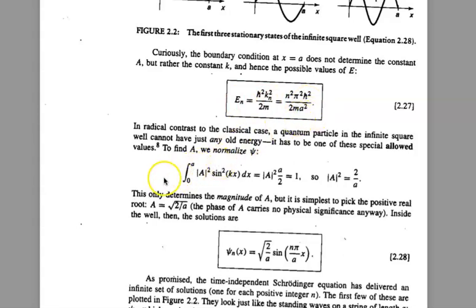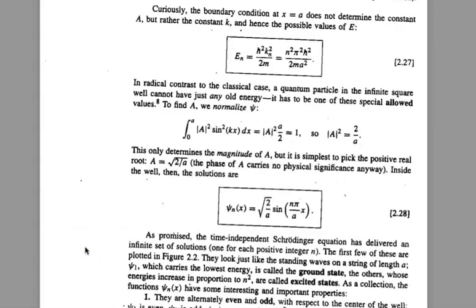The wave function is normalized by integrating the unnormalized wave function from 0 to a of A squared sine squared of kx, and you find that A itself is the square root of 2 over a. So this is a normalized wave function here. And the ground state is n equals 1. Okay, let me now go here.